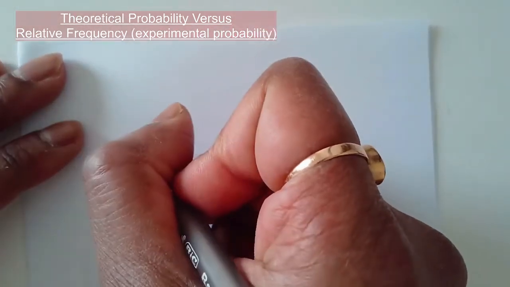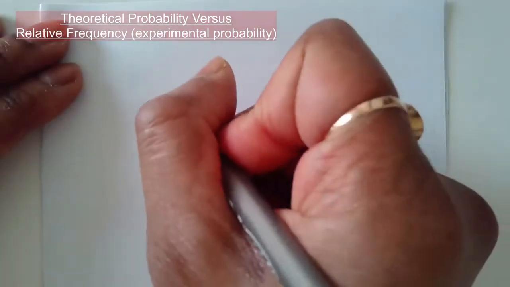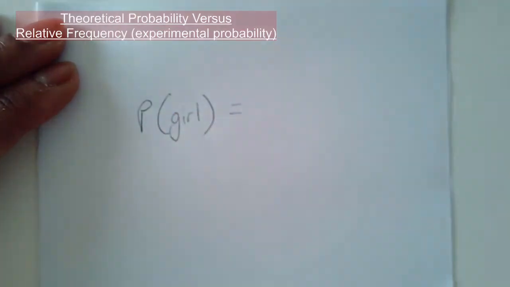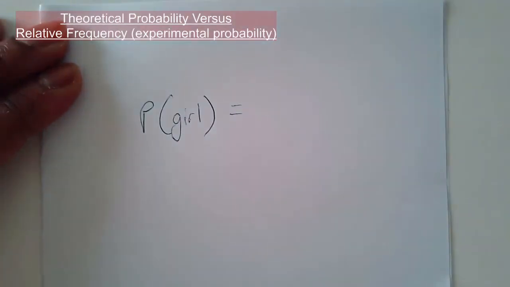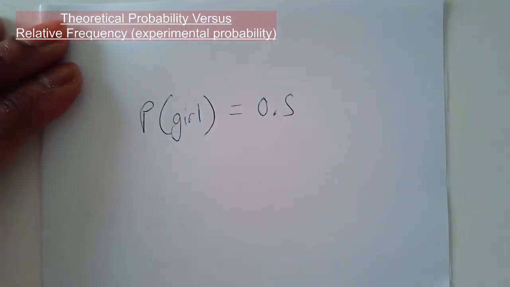Let's suppose I ask, what is the probability, P for probability, that the next child being born is a girl? For a mother, what's the chance the next child is going to be a girl? Well, you're going to say 50-50, aren't you? Half, even, 0.5. That's what the theory says. But let's see what could happen in practice.